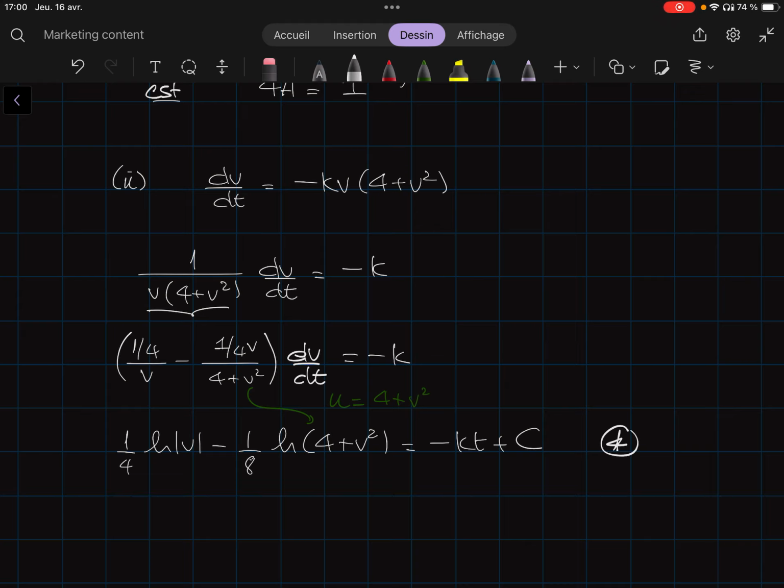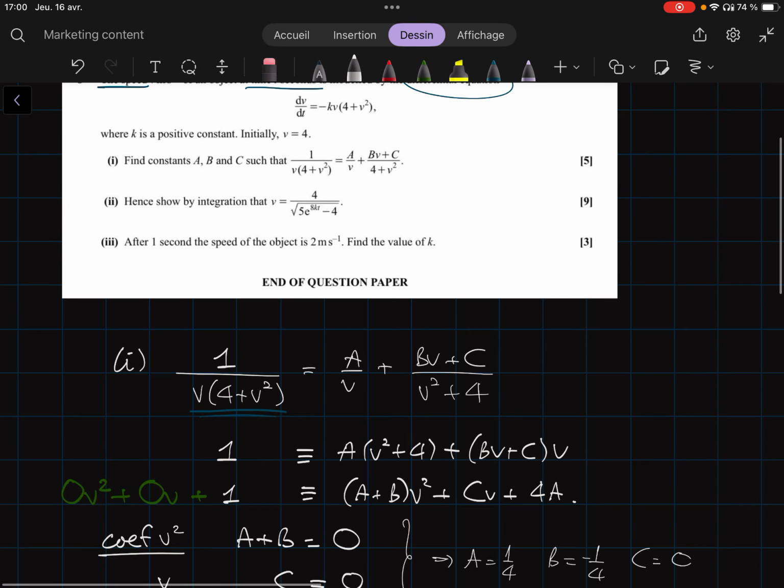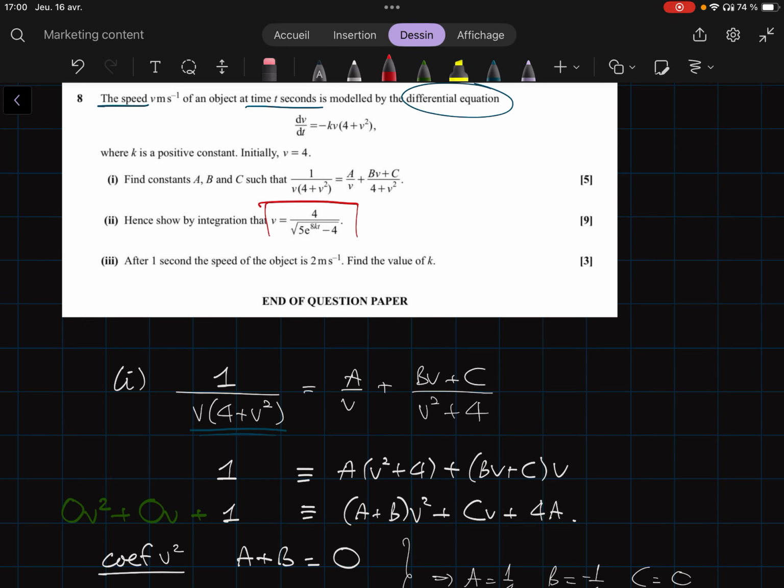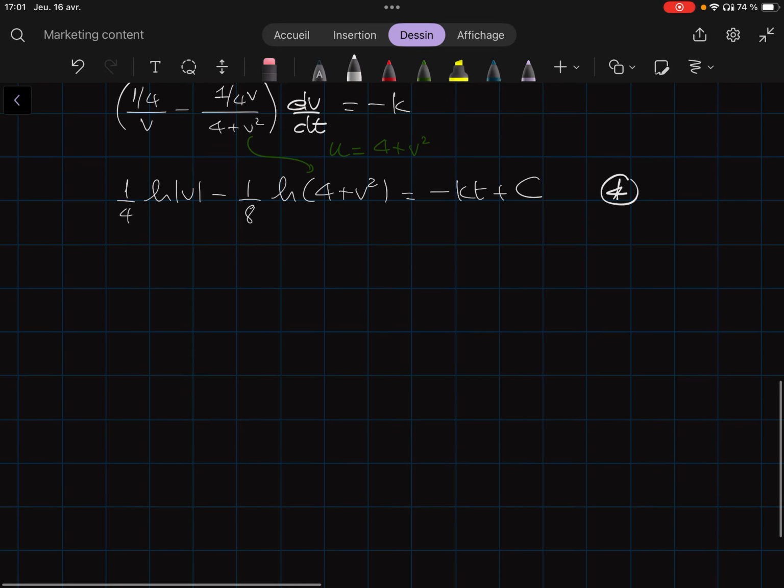After obtaining this equation, how are we going to bring it to this form over here? First, notice that the k is still here. You're not expected to solve for k. Second, you're also given k is a positive constant. v is equal to 4 initially. This means that when t is equal to 0, v is equal to 4. This would then help you to find the value of the constant of integration. So let's plug in this initial value.